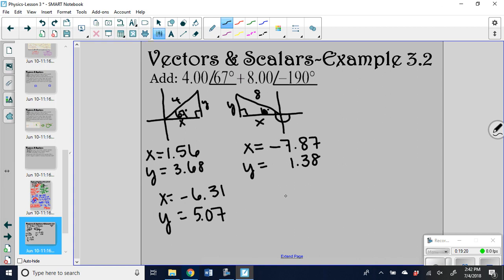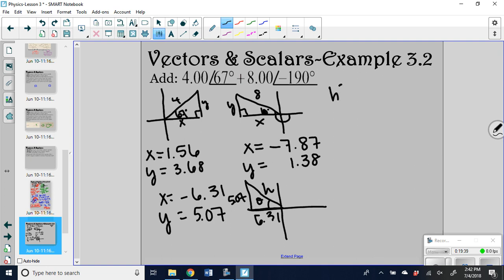So after you get your x and y, you have to come back and graph it. So negative x is going to go this direction. Positive y is going to go that way. So 6.31 and 5.07. We're looking for the hypotenuse and this angle.